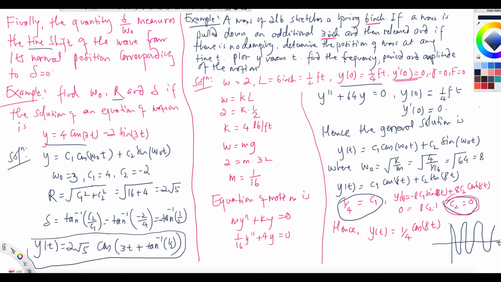But the question asks you to find the period. We already found omega 0, which is the frequency, and now we want to find the period and amplitude. What is the formula for the period? T equals 2 pi over omega 0. Omega 0 is 8, so that will be pi over 4. And what is the amplitude? Amplitude is the square root of C1 squared plus C2 squared. C1 is 1/4 and C2 is 0, so that is just 1/4.